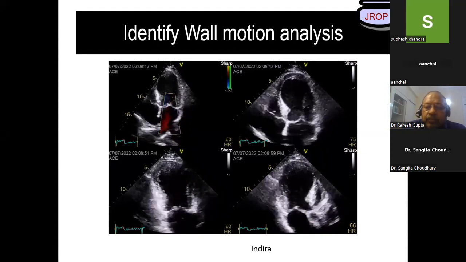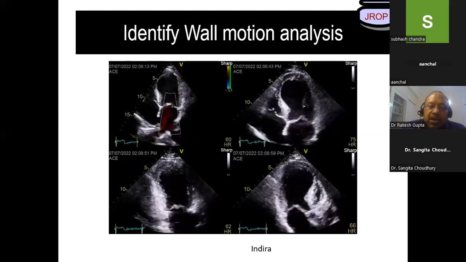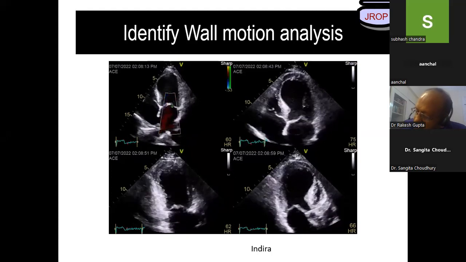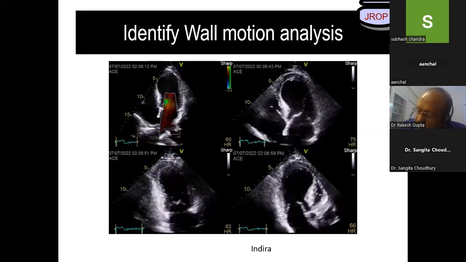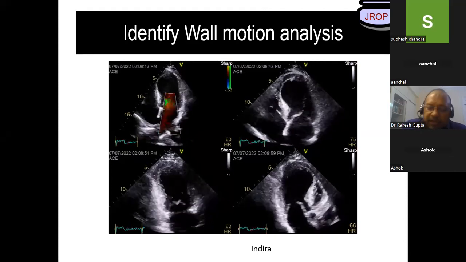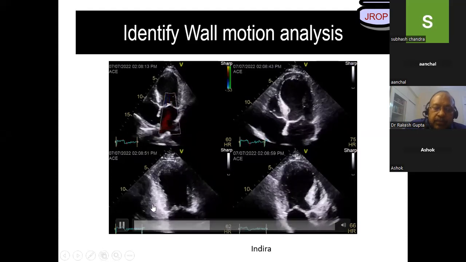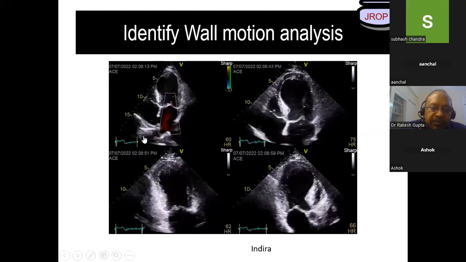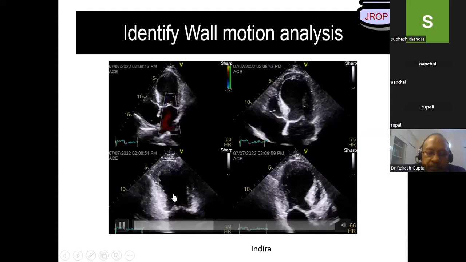Okay, fine. You are reasonably good. I'm not saying that you are bad. You are very good. Only thing is you are not able to identify in two chamber view. Ashok, would you like to take up the rest of the question? Yes, sir. Ashok Yadav. Sir, what is the wall motion abnormality in two chamber view? Which chamber view, sir? Two chamber view.